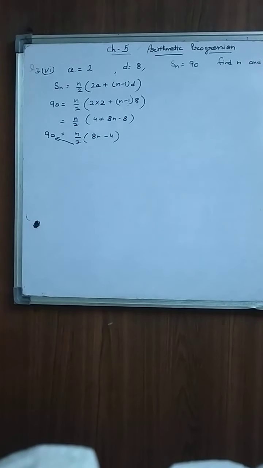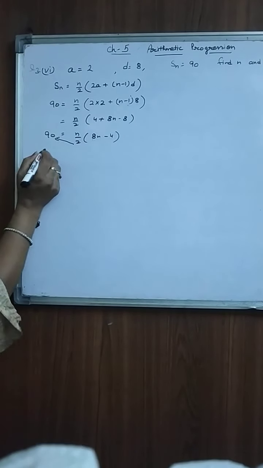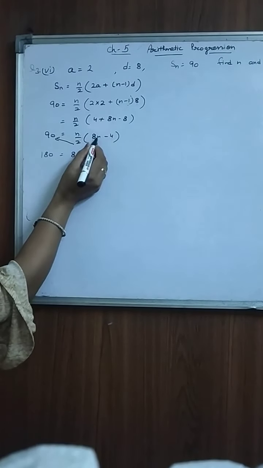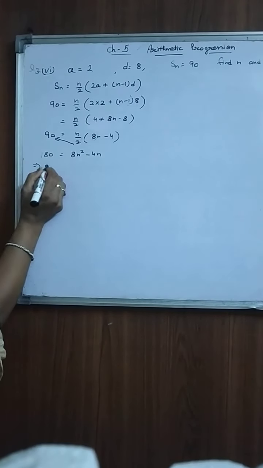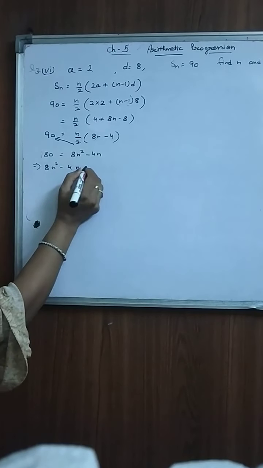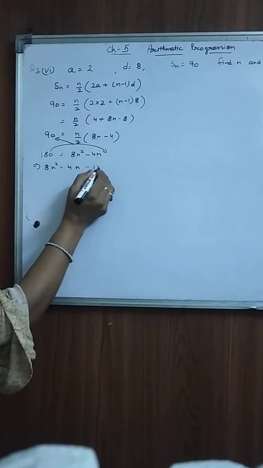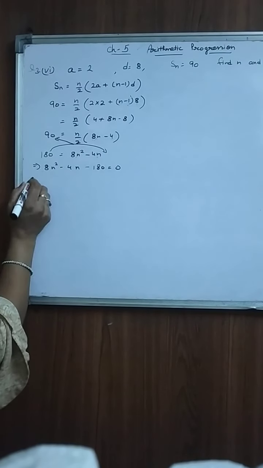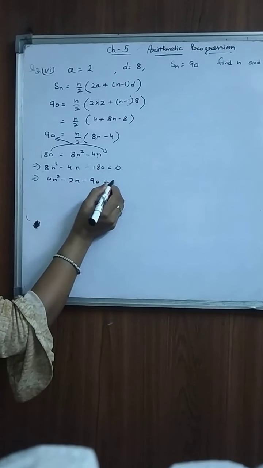I can bring this 2 to the other side, or you can take 2 common from here, then also it can be cancelled. It's your wish. 180 equals, now solve it, n into 8n square minus 4n. From here I have got 8n square minus 4n, and it will come to the other side. So minus 180 is equal to 0. I have got a quadratic equation. You can divide this full quadratic equation by 2. So we can get 4n square minus 2n minus 90 equal to 0.